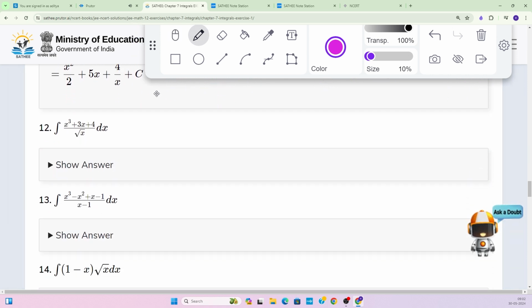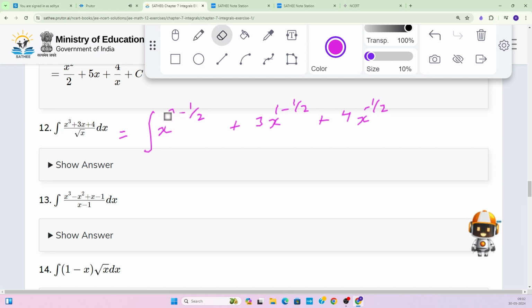Now 12th. Again simplify it. You will have x cube divided by, so this will be x power minus half, plus 3x power 1 minus half, plus 4x power minus half. Okay, simplified, this will give you what, 5 by 2. Yes, as you can see, this will give you 5 by 2. So 5 by 2, this will be plus half. Yes, this will be what, plus half, and this is just minus half.